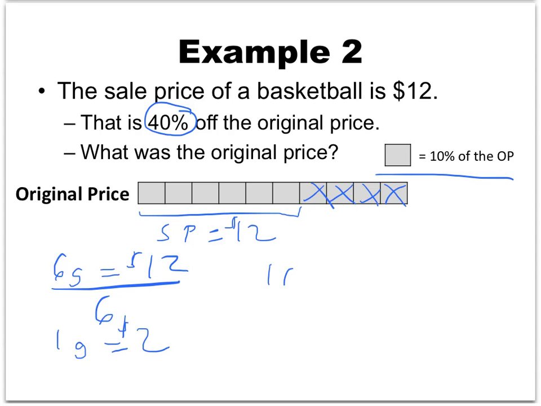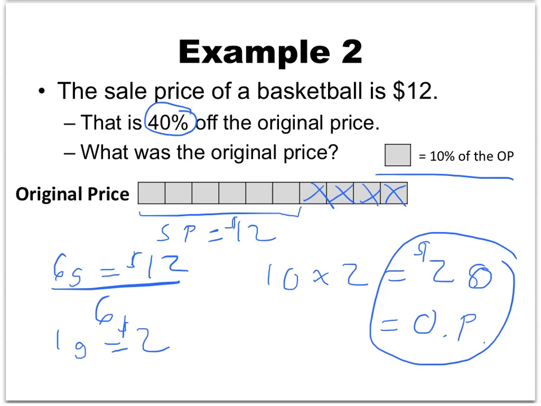And so we have a total of 10 groups times $2 in each group. And so that equals $20. And that's our original price. So there we go. The original price was $20. It's kind of the same basic strategy as what we did in the first example. Figure out how many items are in each one of those groups, take that times the total number of groups, and we're all done.